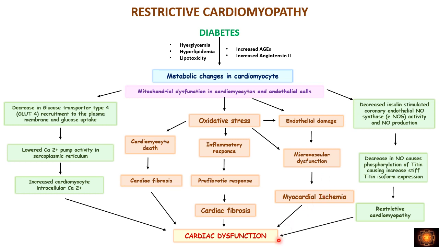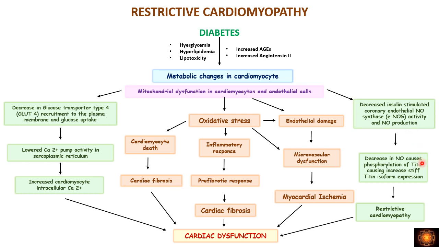So that also causes the fibrosis and cardiac dysfunction, or otherwise, because of the mitochondrial dysfunction, there is decreased insulin-stimulated coronary endothelial nitric oxide synthase activity. So if there is decreased nitric oxide synthase activity, there is decreased nitric oxide production.